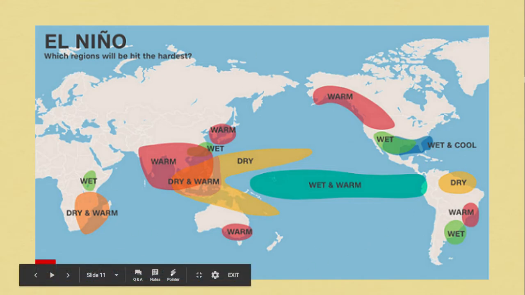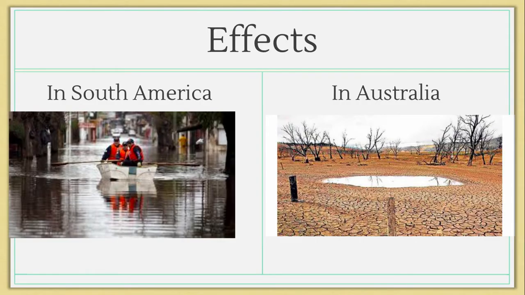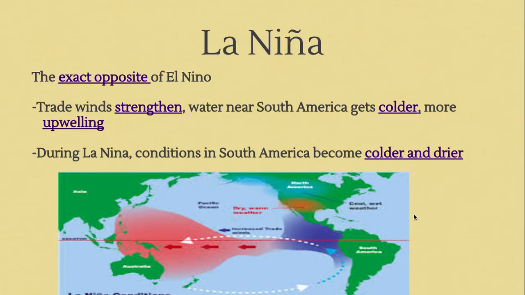So El Niños make it warmer and wetter. If that's all you remember, I'm cool with that. The effects, again, are going to depend on where you are. South America gets wetter. In Australia, you get drought. Cool. Now let's talk about La Niña, our last thing really fast.